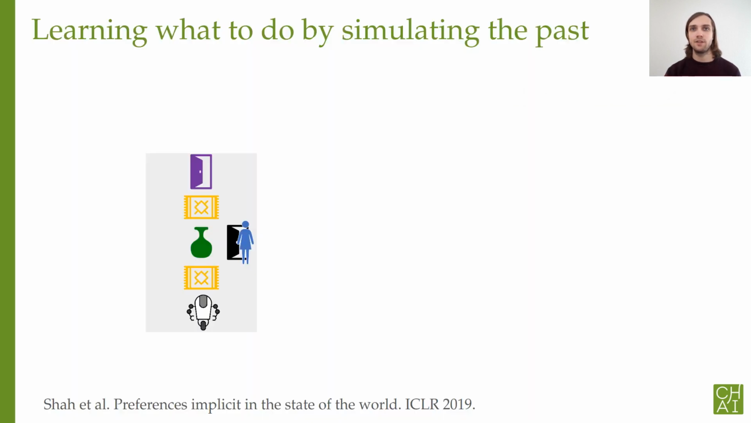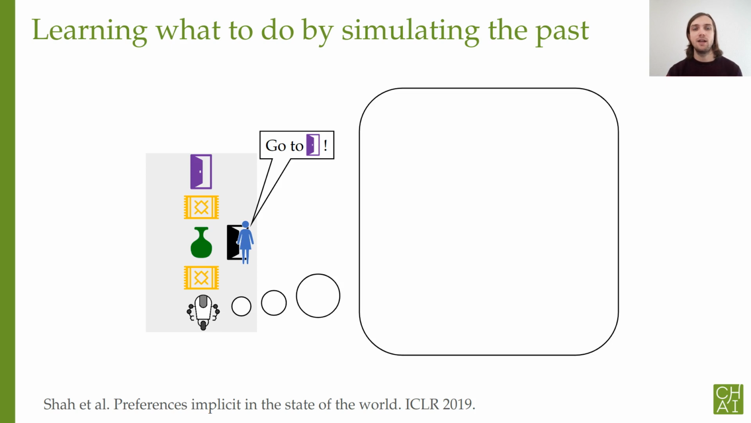Here's an abstract version of the situation. There's a robot acting in a room with a breakable vase, and the human Alice asks the robot to go to the purple door, but she doesn't specify whether breaking the vase is bad. The robot can then learn something about Alice's preferences simply by imagining how she must have acted in the past.